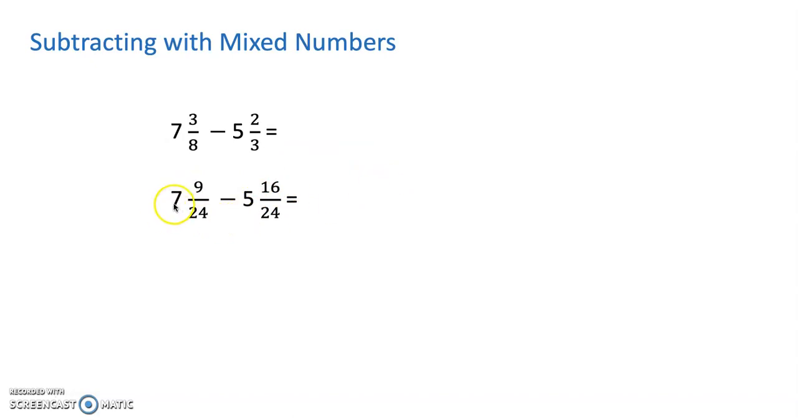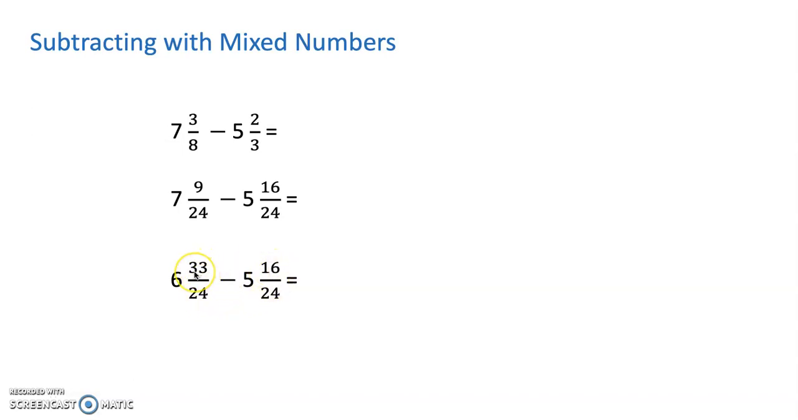So here's what we're going to do, a little trick. We're going to borrow one of those whole numbers. Okay? So a whole number there is 24/24. So I'm going to take that 24/24 and I'm going to add it to the 9. That gives me 33. So I've borrowed one whole number. That's 24/24, 24, 25, 26, 27, 28, 29, 30, 31, 32, 33. I've added 9 on. My numerator is now 33.